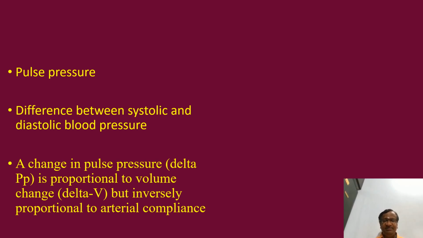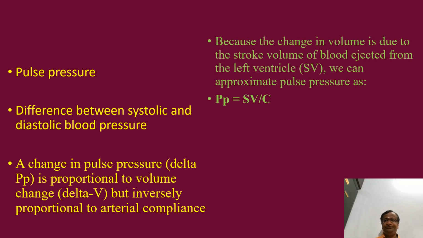Now, 120 by 80, pulse pressure is 40. 160 by 80, pulse pressure is 80. It is the difference between systolic and diastolic. A change in the pulse pressure is proportional to the volume change, but inversely proportional to the compliance. Now, the pulse pressure is equal to stroke volume by compliance. That is the pulse pressure.